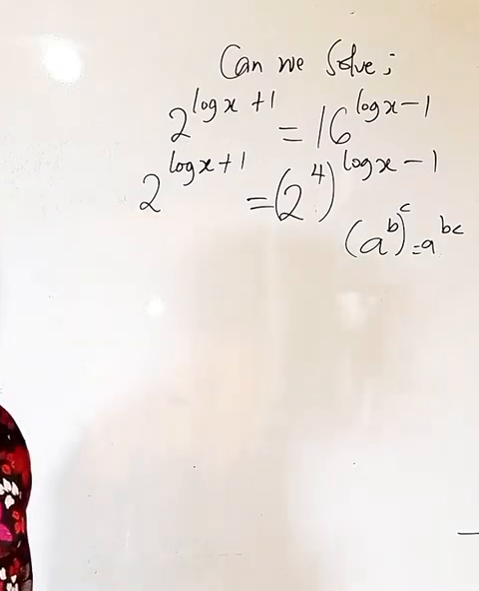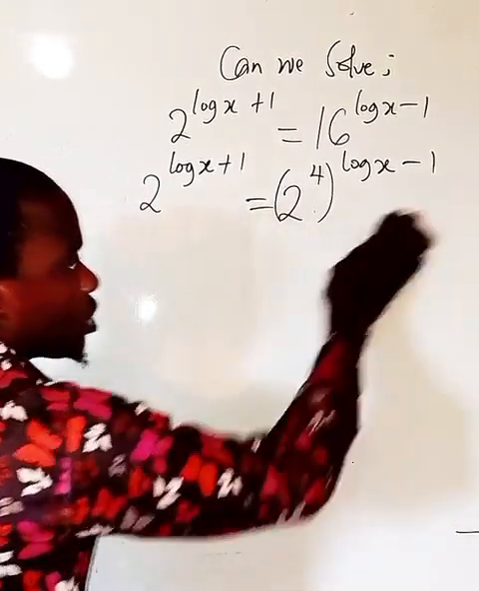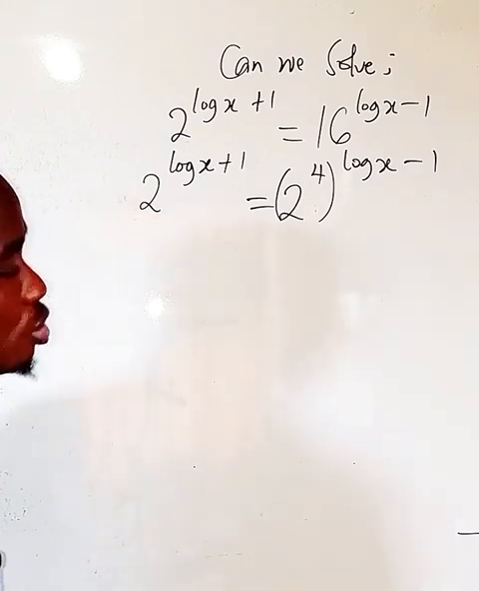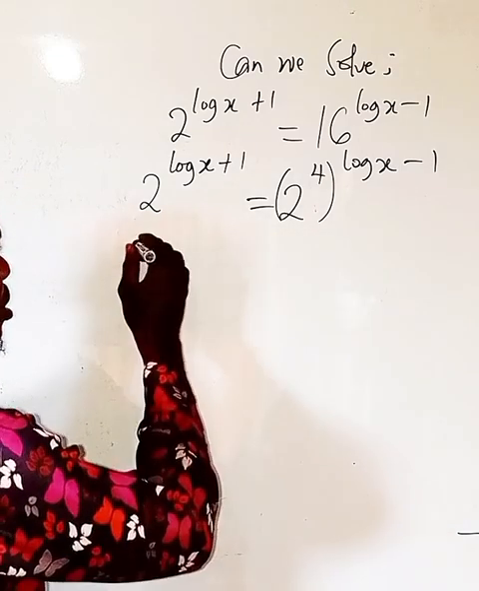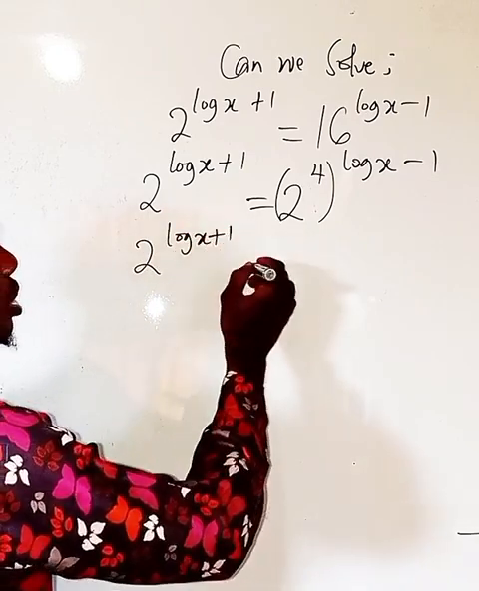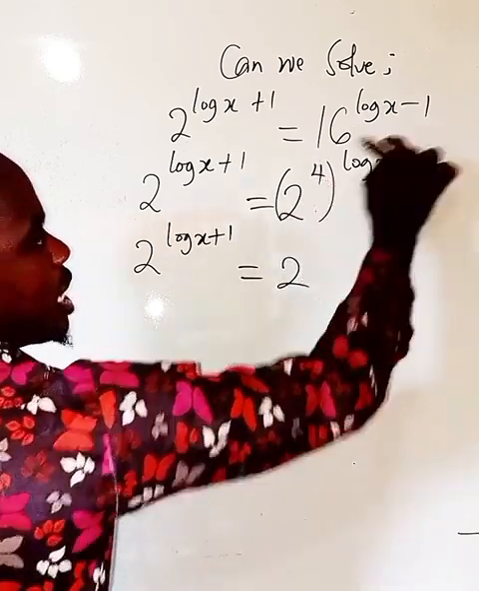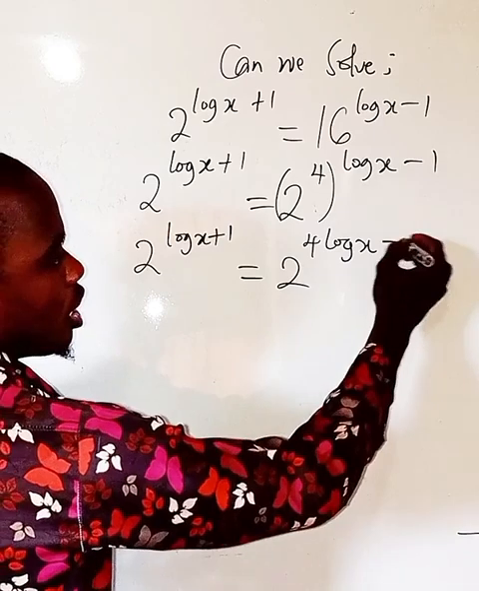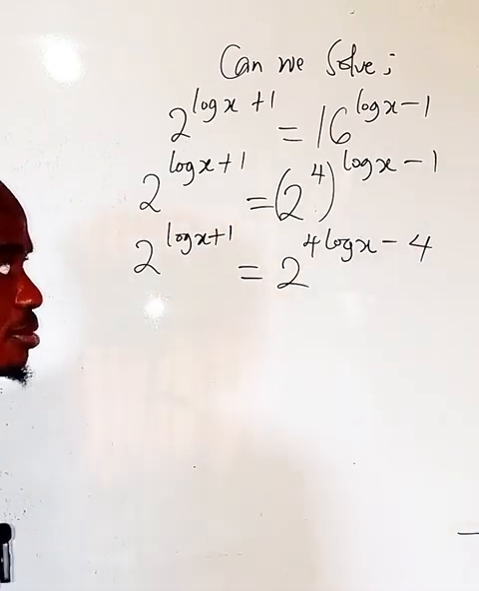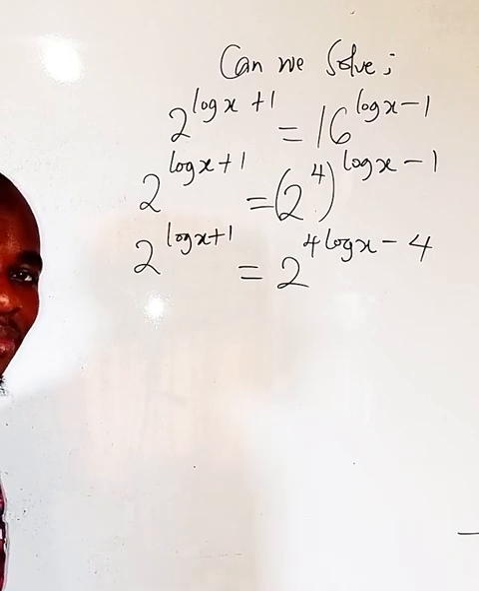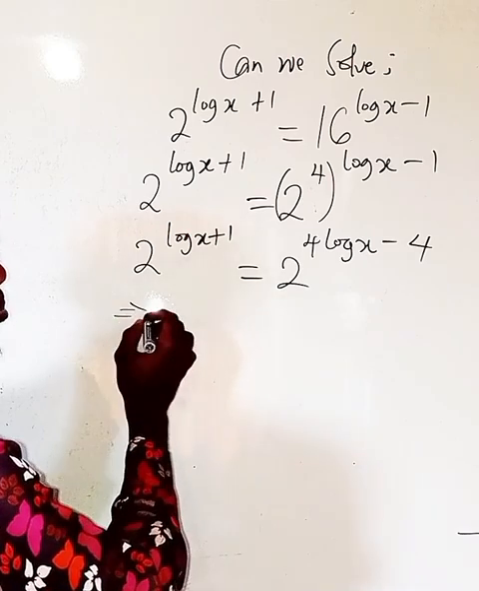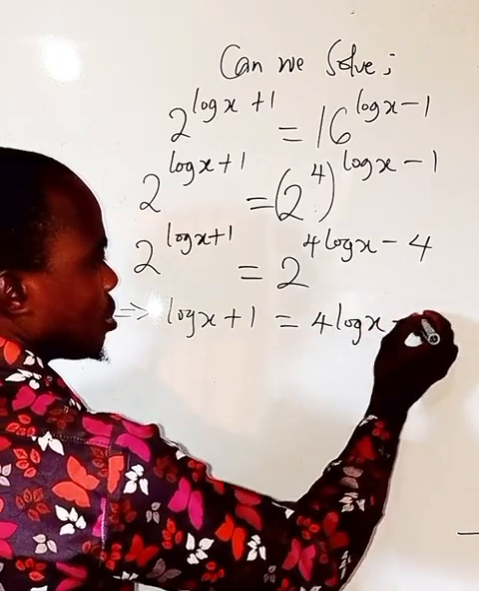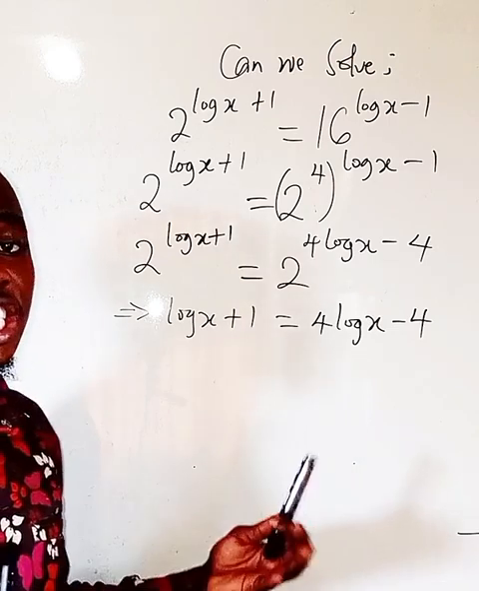So we're going to use the same idea here. I'll be taking my time so that the person that sent this will be able to see this, and at the same time, you that are also watching will be able to understand better. So 2 to the power of log x plus 1 equals, now this 4 we have to multiply. So 4 times log x, we're going to have 4 log x, then 4 times minus 1, we're going to have minus 4. We can see now the bases are the same. And if you have the bases the same in an exponential equation, this implies that log x plus 1 must be equal to 4 log x minus 4. Therefore, we equated the exponents.